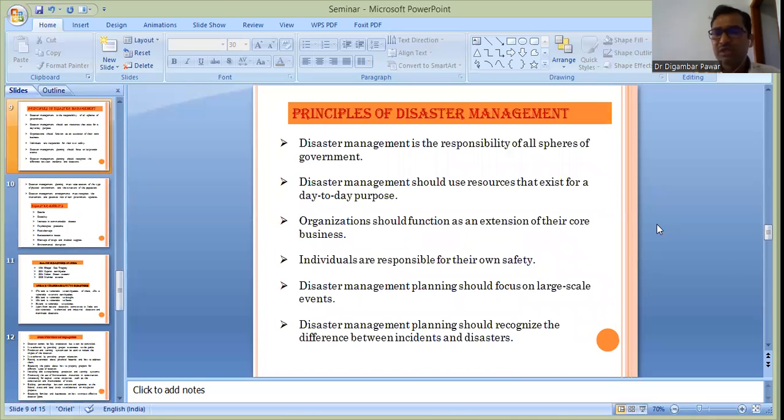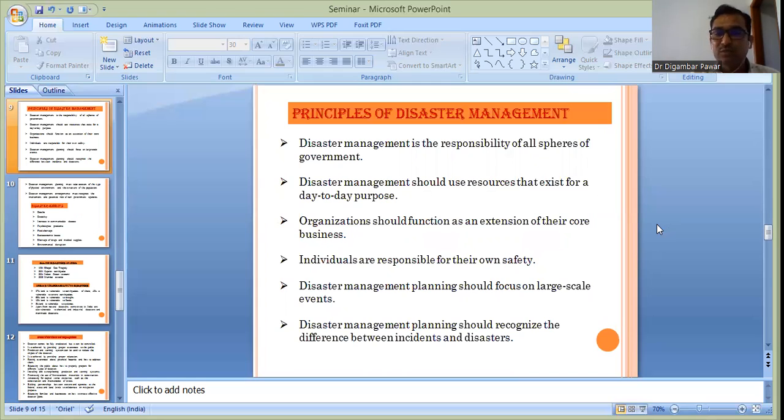Then the principles of disaster management. Disaster management is the responsibility of all spheres of government. Disaster management should use resources that exist for day-to-day purposes. Organizations should function as an extension of their core business.